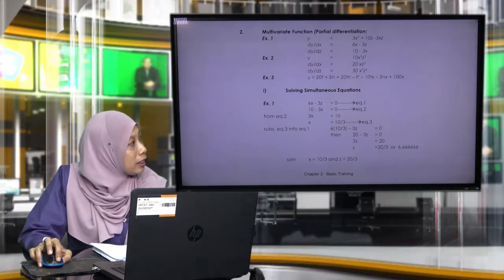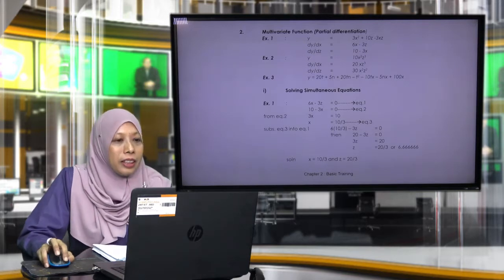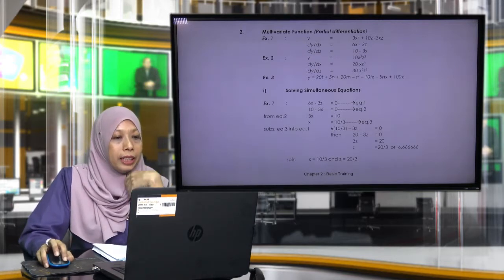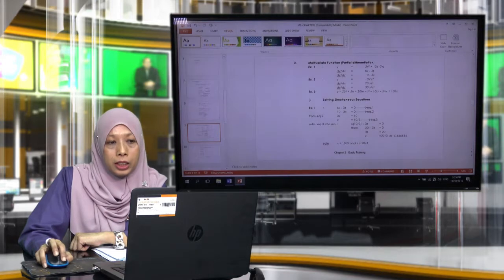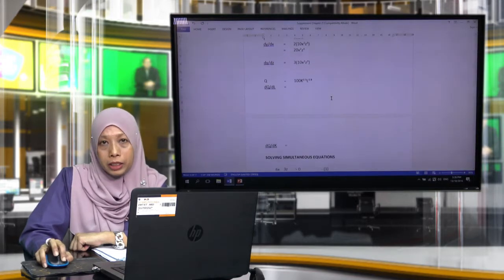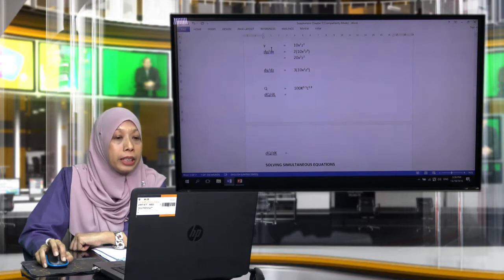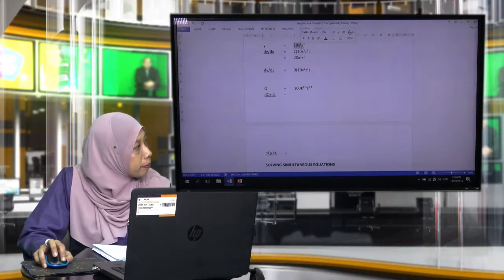Okay, so the second example here, we have y equals 10x squared multiplied by z to the power of 3. So this time around you have a multiplicative function. It is still a multivariate function because you have more than one independent variable. So how do we differentiate this? Let me show you in detail.